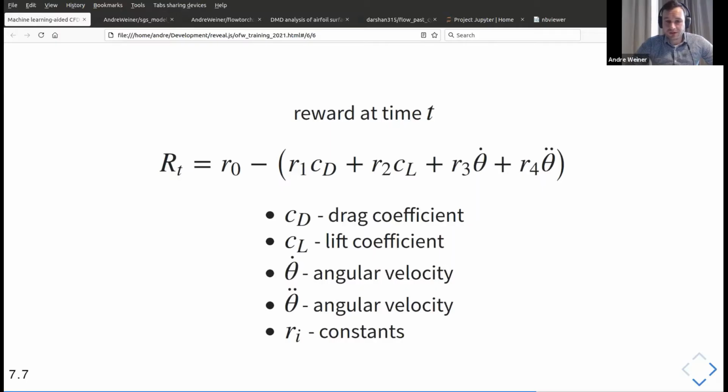The reward function is formulated as follows. Of course, we have drag and lift in there. And what we also included is the angular velocity and the angular acceleration, because we want the controller to be rather efficient. Each of these terms is then multiplied with a weighting factor, to give them different weight in the optimization problem. And we take the negative of that because usually reinforcement learning problems are posed in a way that we want to maximize the expected cumulative reward.